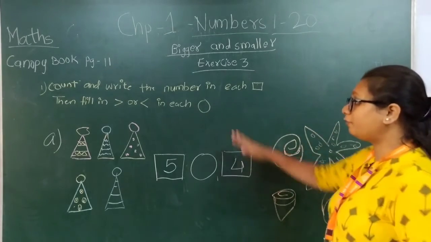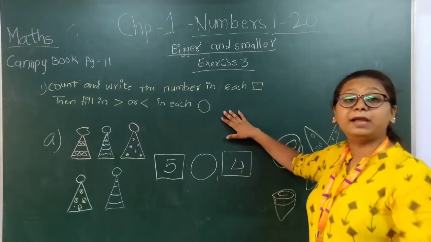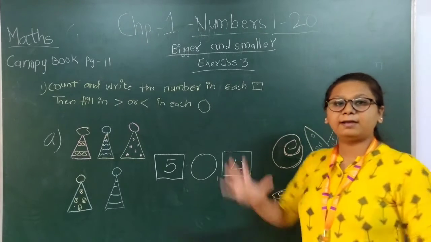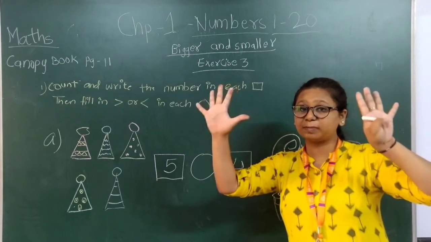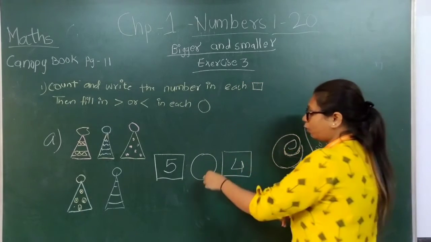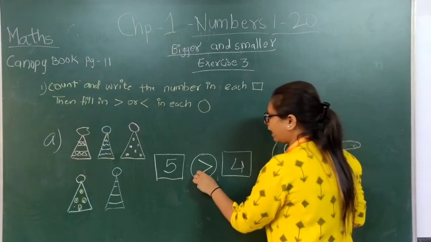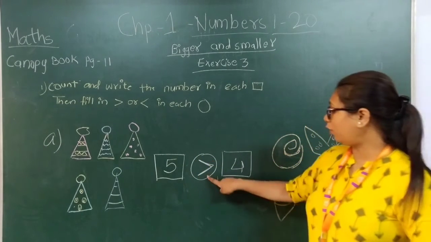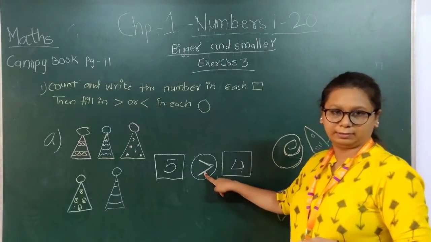Now you have to fill in which is the bigger one in the circle. Okay. Now which is bigger, 5 or 4? Which is bigger? 5 is bigger, right? So the mouth will open towards 5. Okay. The mouth always opens to a bigger number. So you will put this sign over here.